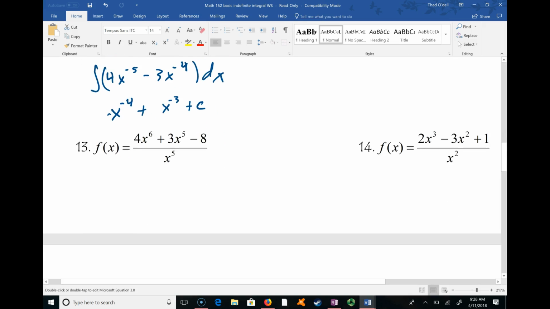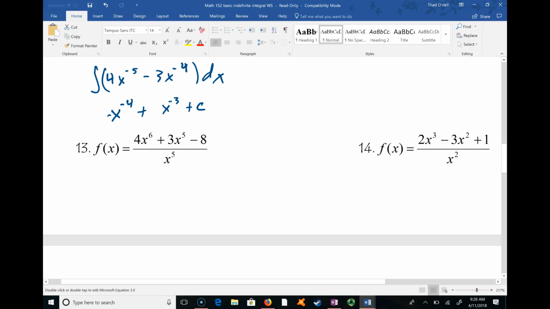Okay, how about this one? What adjustments should we make to this before we try to integrate it? You got to divide that x to the fifth in there, right? Remember when you have a bunch of terms on top and one term on the bottom, you can just divide the term on the bottom into each one? Or you could break that into 3 fractions with x to the fifth as your denominator, right? Because there is no quotient rule in integration. We'd have to use the quotient rule otherwise, but there is no quotient rule in integration.